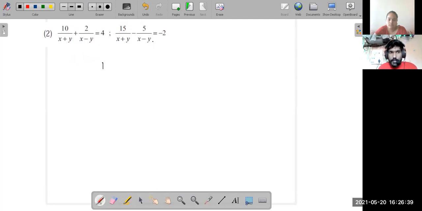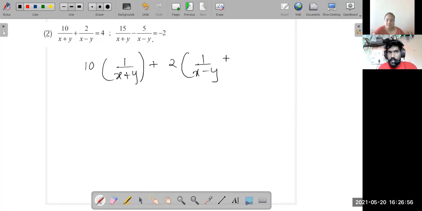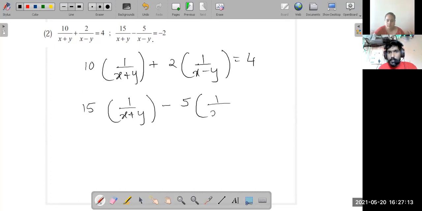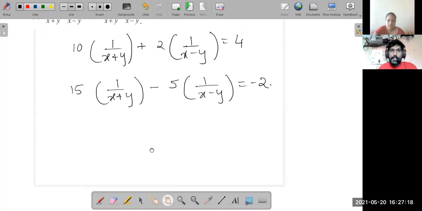Okay, so let's write the equation first. Write the numerator outside the bracket. So 10 into 1 upon x plus y plus 2 into 1 upon x minus y is equal to 4. Is this clear what I did? Exactly the same as the previous one. Same thing for the next equation: 15 into 1 upon x plus y minus 5 into 1 upon x minus y is equal to minus 2. Now we'll do the substitution.